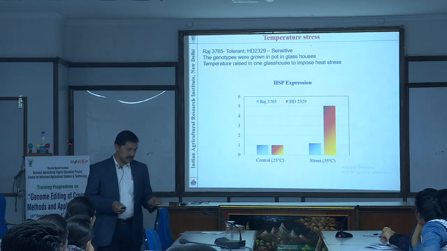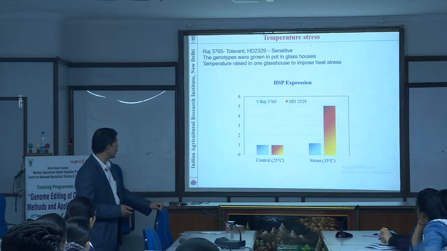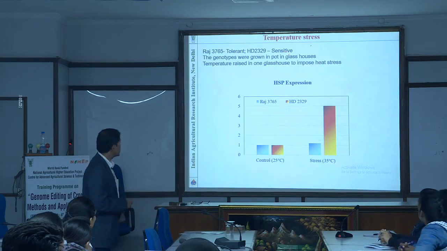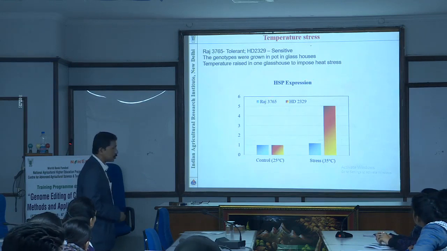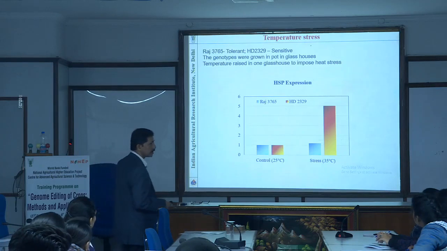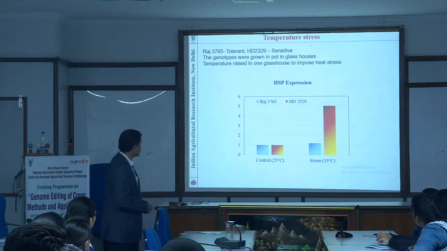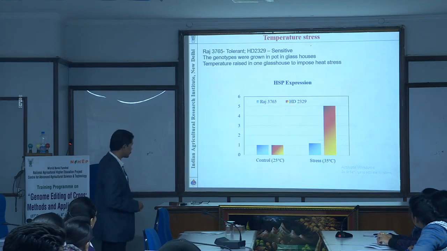In the temperature stress experiment, also, often we ignore an important factor. So this is a hypothetical experiment I have given. The heat shock protein expression is, say, strongly associated with the tolerance of the genotype. So this is a genotype of wheat which is highly tolerant to heat stress. This is another genotype which is sensitive to high temperature stress.